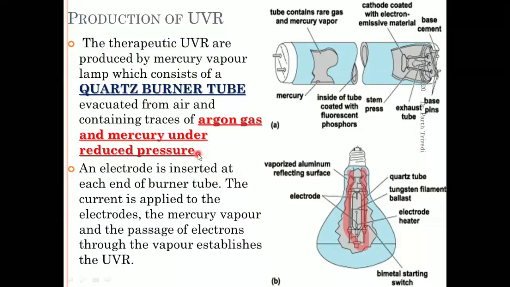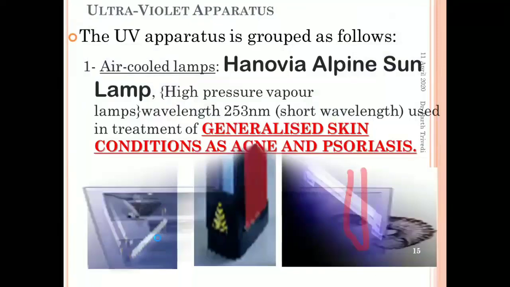Now the question comes, if this is under pressure, why do we call it high pressure mercury vapor lamp? Because after argon ionization, mercury ionization and mercury vaporization, the temperature and the pressure inside the burner increases. That is the reason why we call high pressure mercury vapor lamp. An electrode is inserted at each end of the burner. The current is applied through these electrodes, the mercury vapor passage, and the UVR is generated.